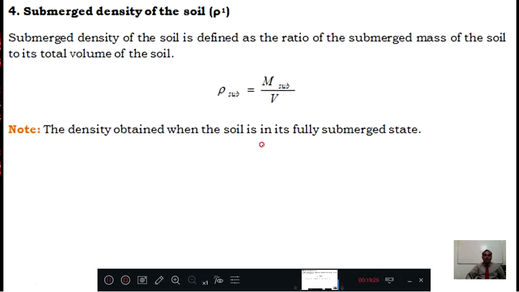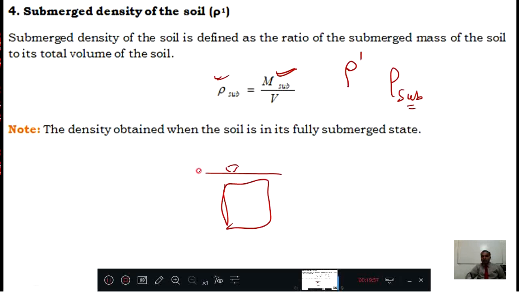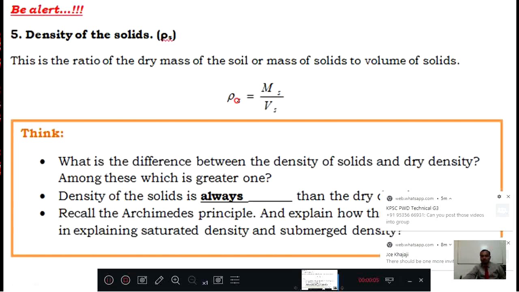Okay, now coming to the submerged density of the soil. The submerged density of the soil is denoted by rho dash, or otherwise rho submerged. Sometimes they will mention this also. Here you consider the submerged weight of the soil and compare it with the total volume, and that is the submerged density of the soil. Again, the density is obtained when the soil is in its fully submerged state. This means the water is there and your soil is below the water, fully submerged. The unit and everything will be the same.